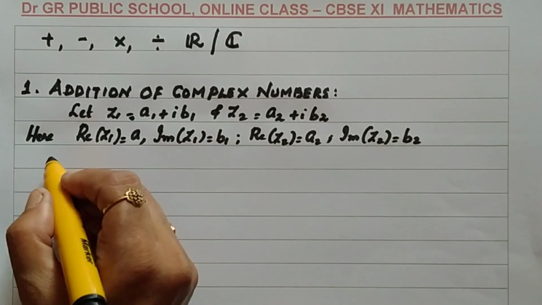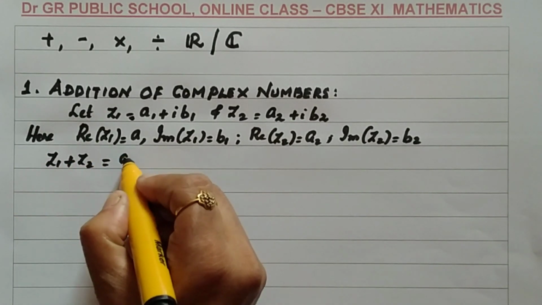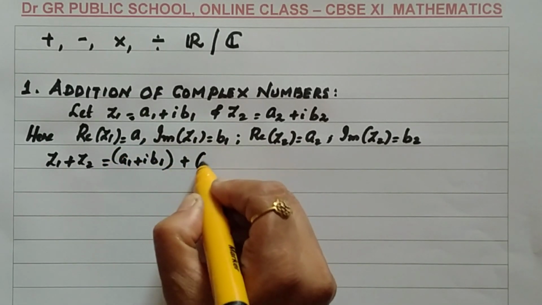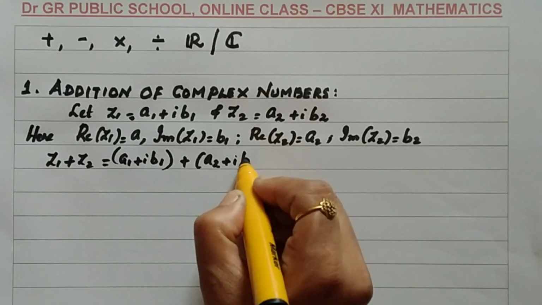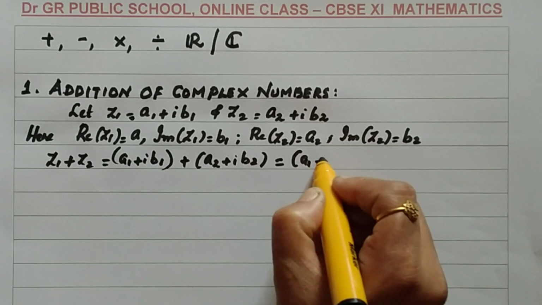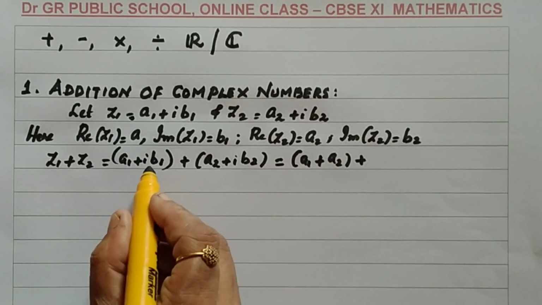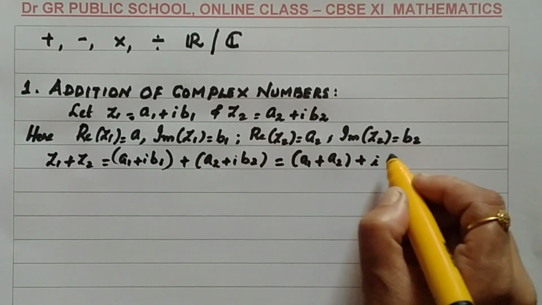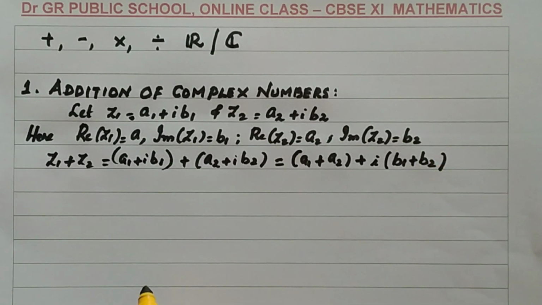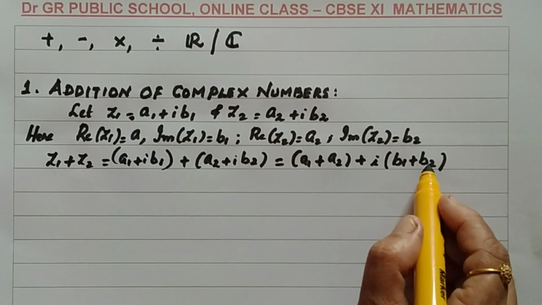Now I am going to add up these two. What about Z1 plus Z2? Z1 plus Z2 equals A1 plus IB1, that you need to add with A2 plus IB2. You need to add the real part separately, that is A1 plus A2 in one bracket, plus IB1 plus IB2. So that you can take I common outside, IB1 plus IB2 can be written as I into B1 plus B2. Clearly this is also a complex number.